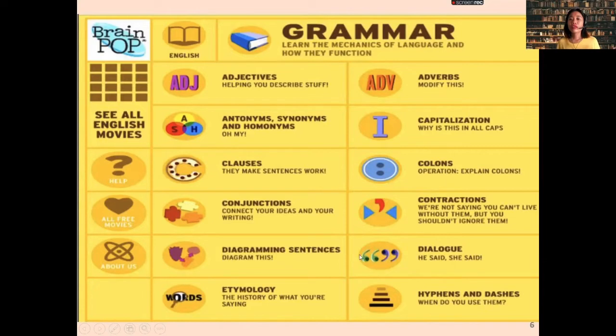Here, we have to be very specific, that when we have dialogue, of course, we look into the sounds and the hyphens and dashes. These are our mechanics. Capitalization, colons, clauses, conjunctions, so many things, words to be specific. And then, of course, we do have the syntax because we have to put all these things together.